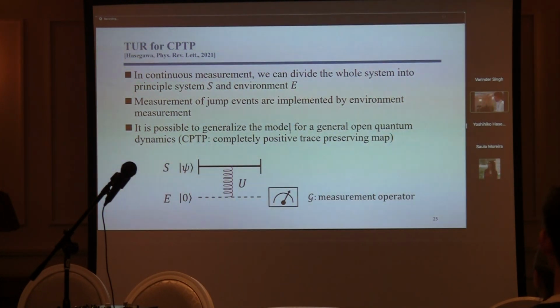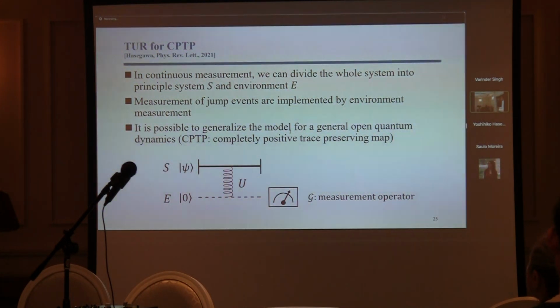So I have explained TUR for continuous measurement, and in the previous QTUR, I assumed that the system is in a steady state. So how about other kinds of observables other than continuous measurement? And how about the system out of steady state? So in continuous measurement, we can divide the whole system into the principal system and environment. And we obtain the jump record by measuring the environment.